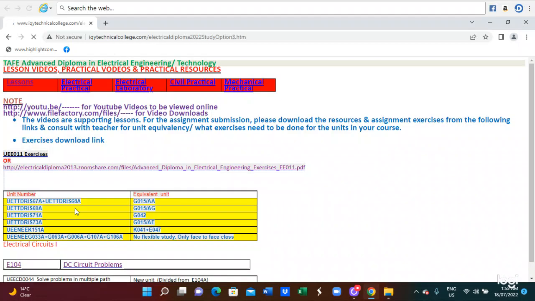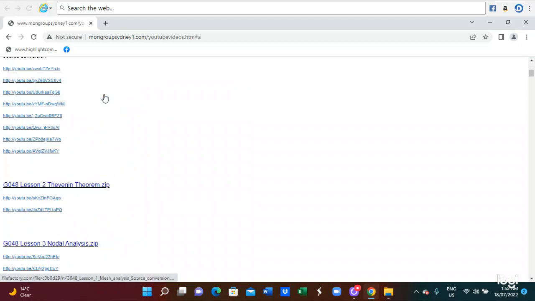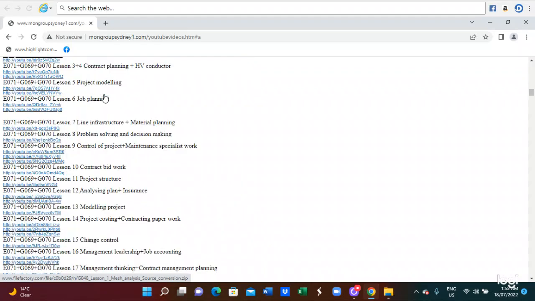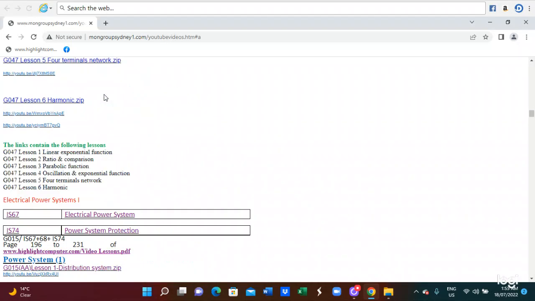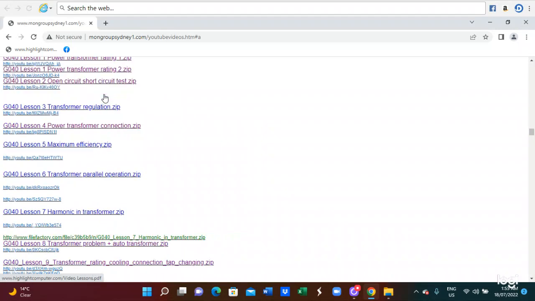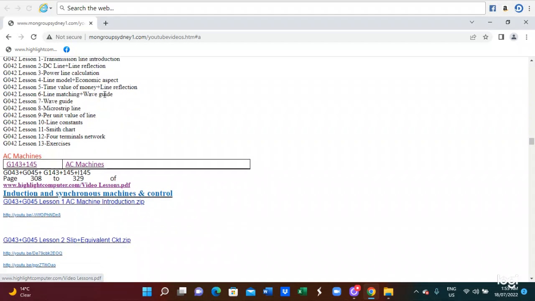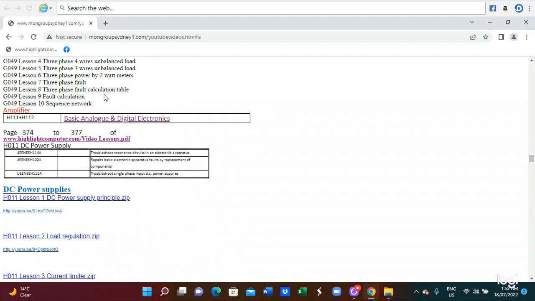So go down to our electronic units. So go down here and then you see the H011. Okay, H011 is basic analog and digital electronics. So that is a DC power supply. So if you don't highlight computer.com/video lesson.pdf, so that you have to study the base 374 to 377 and you view the video.